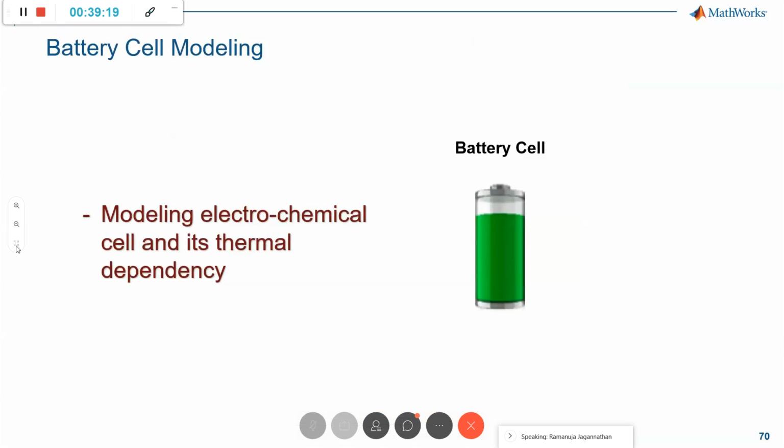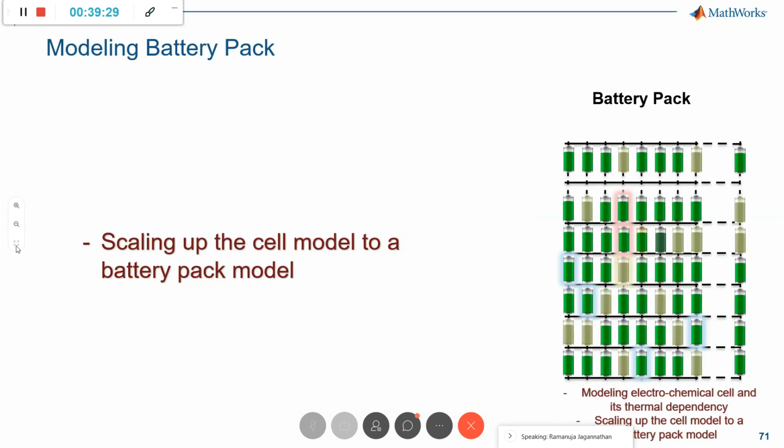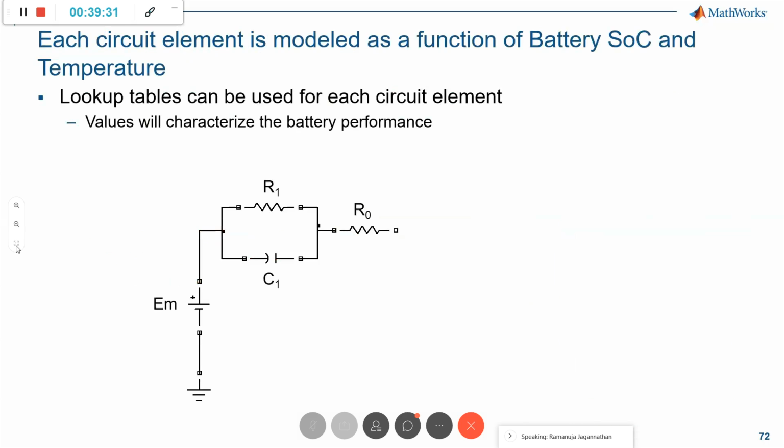Now, the starting stage to model these battery packs will start with modeling a simple battery cell, and then you could scale it up to model an entire battery pack. When you talk about modeling a single battery cell, we usually use the equivalent circuit model of the battery to model that in the Simulink environment. So the equivalent circuit typically contains an open circuit voltage source, which you can see as EM over here, and then it also contains the R and C components, which are used to model the electrical dynamics of the battery.